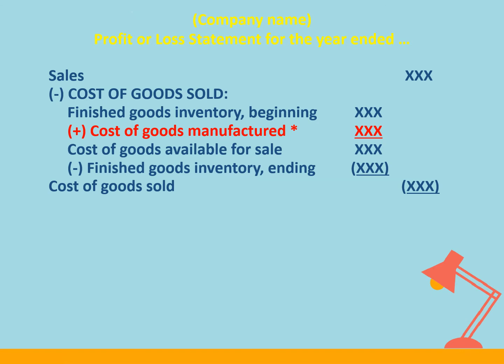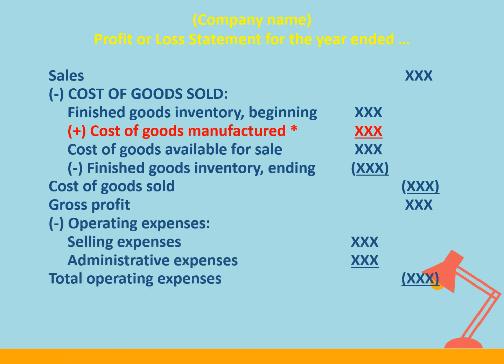The sales minus the cost of goods sold will give us the gross profit. We will then minus the operating expenses, that is, the selling expenses and administrative expenses. And finally, we will get our net profit.